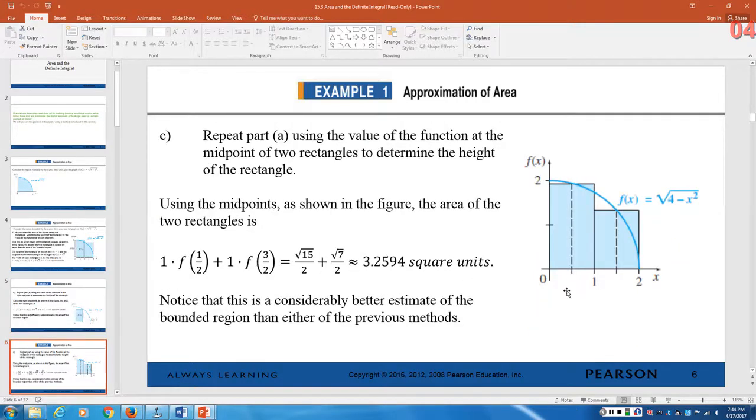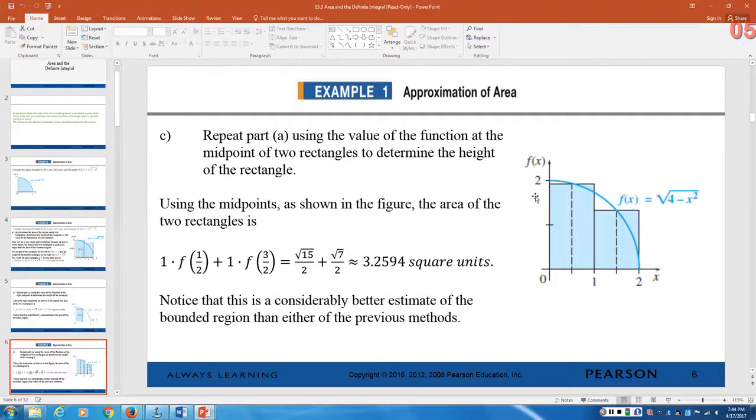So another way that I could do it with just two rectangles is, instead of having its height be at the left edge, maybe I put it at the midpoint. In other words, I calculate the height of this rectangle to be f of 1/2. And f of 1/2 turns out to be the square root of 15 over 2. And then I would have f of 3/2 because that's halfway between 1 and 2. And f of 3/2 is the square root of 7/2. And that's about 3.2594 square units.